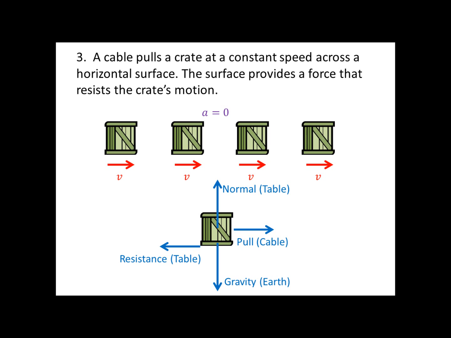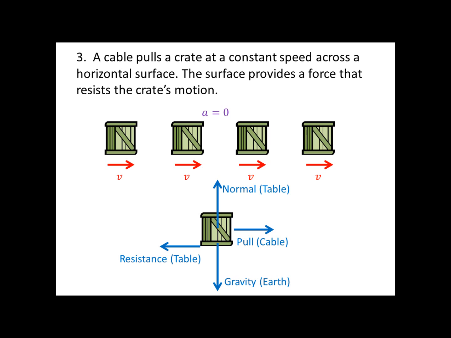In our free body diagram, we have the crate, and there are basically four forces acting on this crate. There's the cable pulling, and I've got that going to the right. There's a resistance force from the table. Really that resistance force is friction, and those two forces need to be equal in order for the acceleration to be zero. So I've tried to show that with the arrows being the same length.